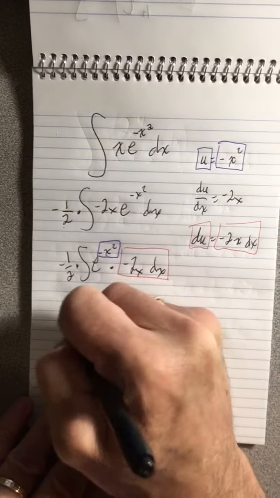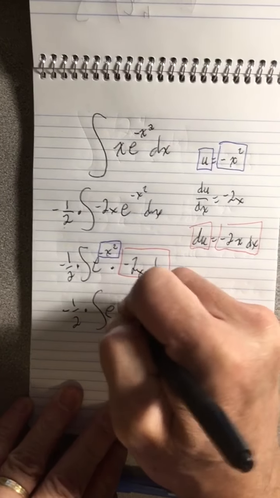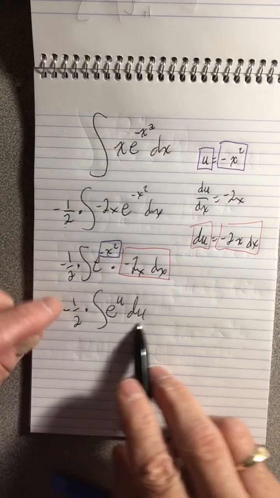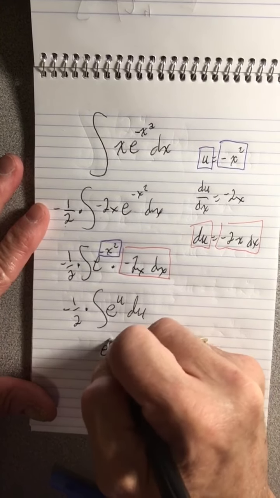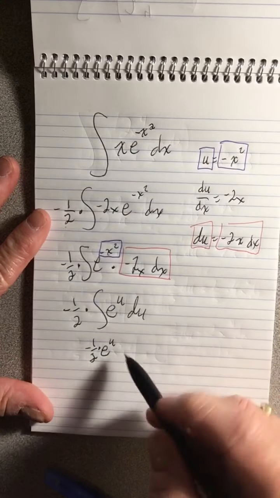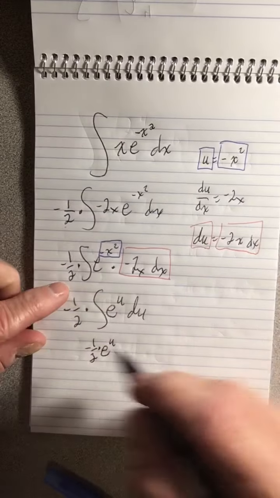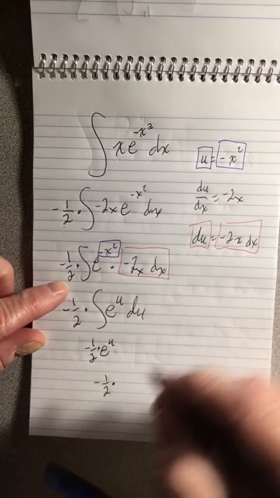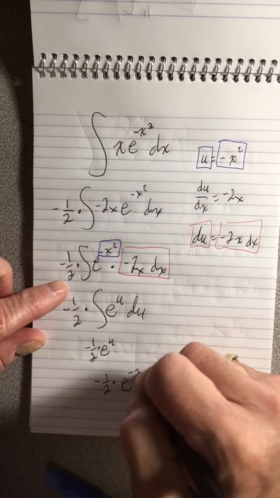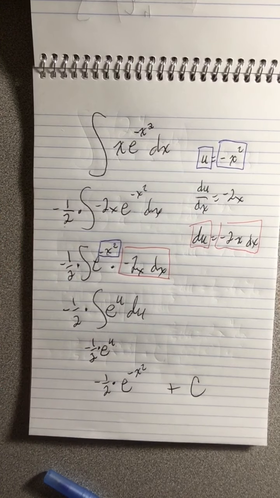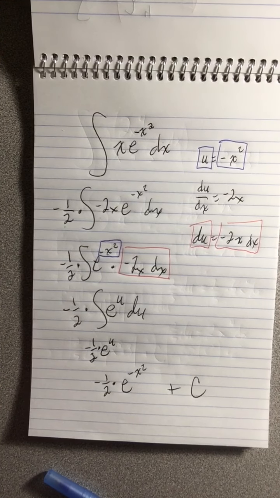So I have a negative 1/2 times the integration of e to the dummy variable, and then I just have du right there. Well, if we're integrating e to the u with respect to u, we just use the e to the u rule. How about that? That was easy. But we don't want u talk, we want x talk. So we'll interchange again, because u and negative x squared are interchangeable: negative 1/2 times e to the negative x squared, and then don't forget your plus C. There's the antiderivative using u substitution. Math made simple. Simpson math.